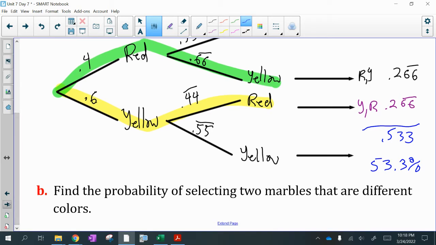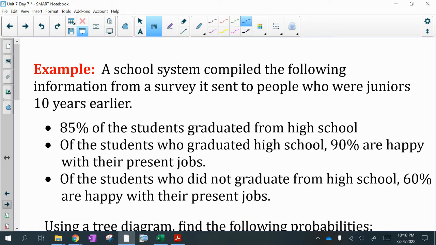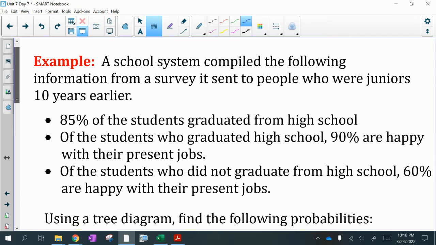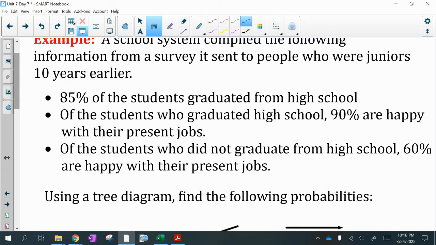All right, let's take a look at a slightly different problem. We have a school system that compiles the following information on a survey it sends to people who were juniors 10 years earlier. Let's see what we've got in terms of information here. It says 85% of the students graduated from high school. Okay, and so we've got graduating high school, and then we've got whether or not we're happy with the present jobs.